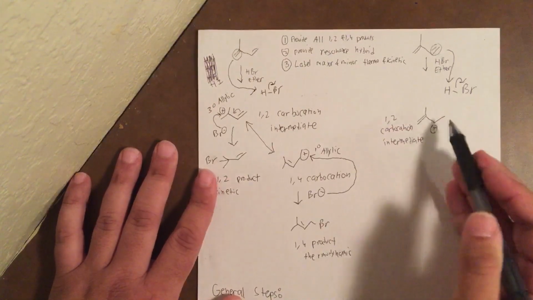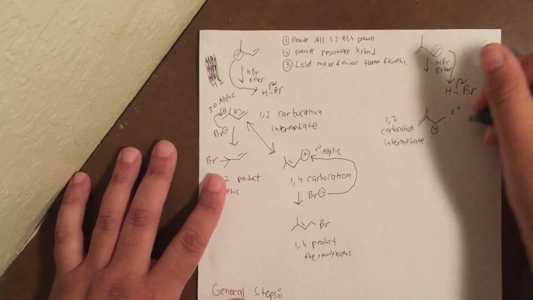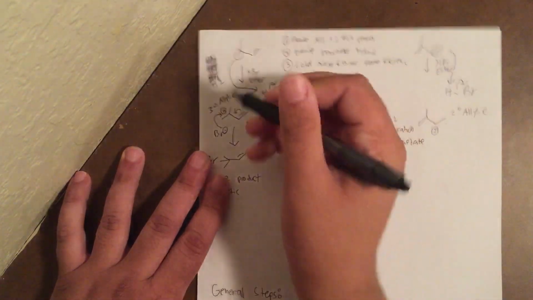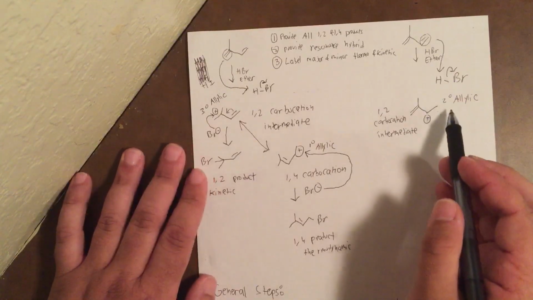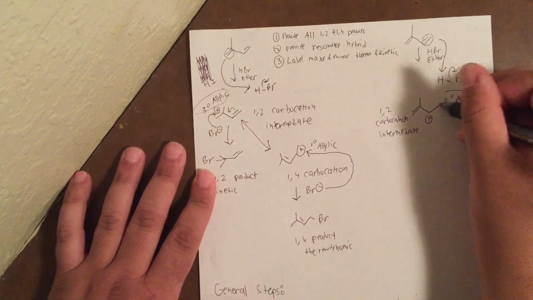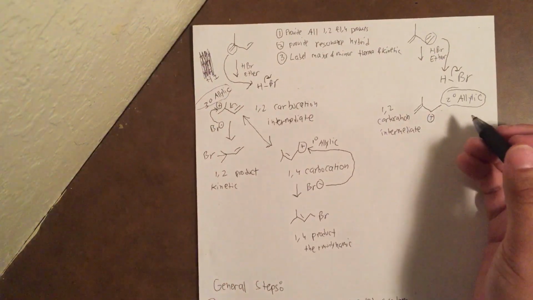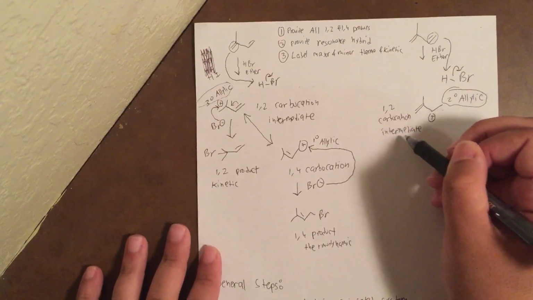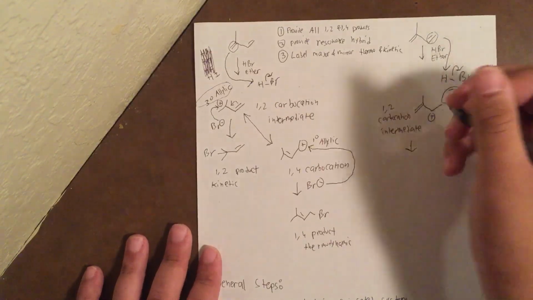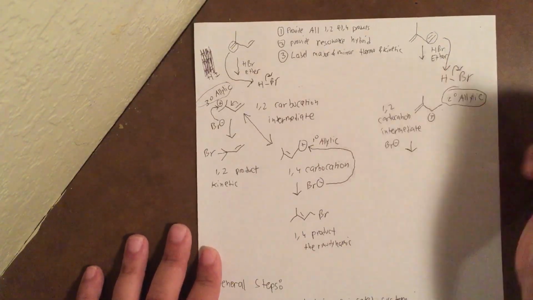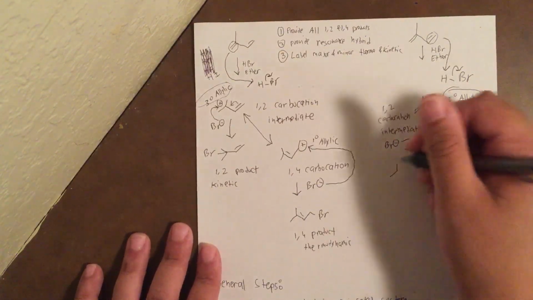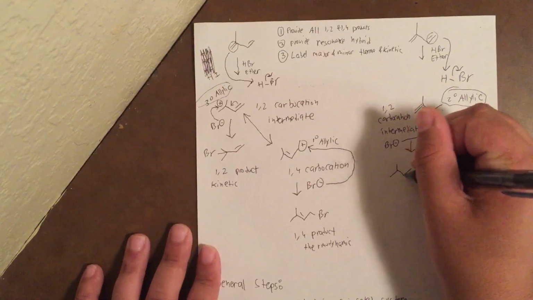And this one is going to be a secondary allylic, sorry. So this kind of already gives us a hint as far as what's going to be more stable. We have a tertiary allylic and a secondary allylic, but I'll get to that in a second. So now that I have my 1,2 carbocation intermediate, I'm going to form my product. So I have my negative bromine here, and it's going to attack this carbocation, and it's going to form my 1,2 product.